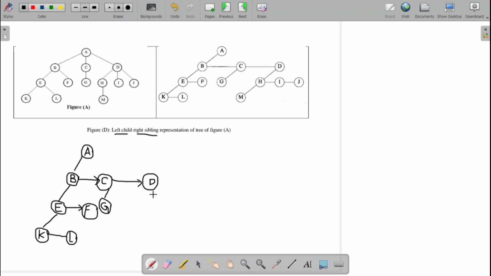Then next is D. D has three children. Take the first left child. What is the left child of D? The left child of D is H. Then what is the sibling of H? One is I. The other one is J. Then next, the left child of H. What is the left child of H? M.